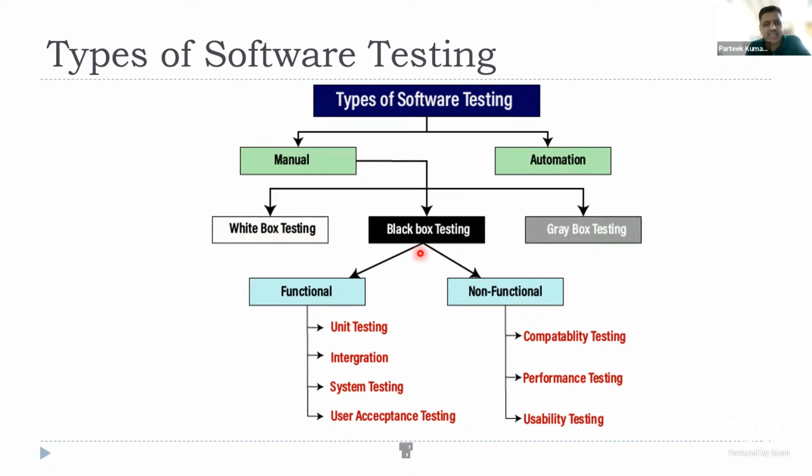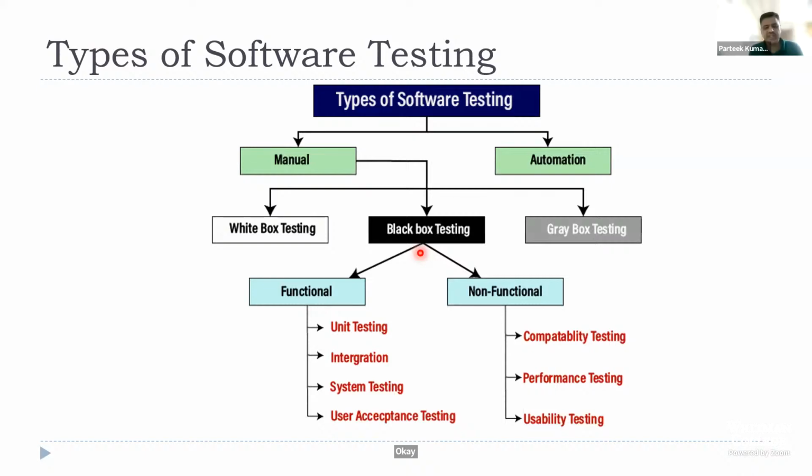So what does this mean? Can anybody tell me at this point what is the difference between black box and white box? Anyone? What do you think? What is the difference between black box and white box testing? Sir, in white box, there will be some transparency, like how the things are going on. But in black box, we only get output for our input.